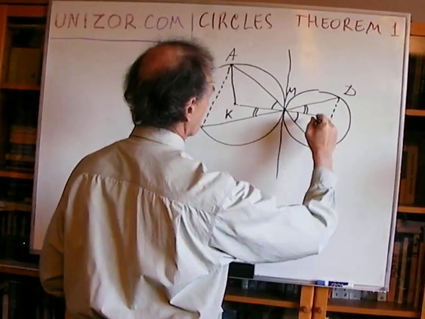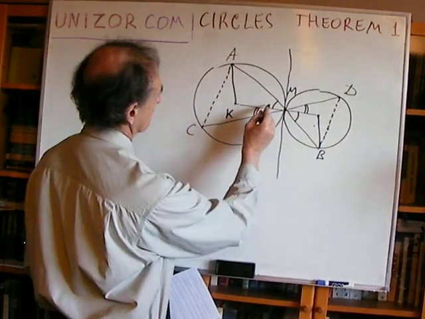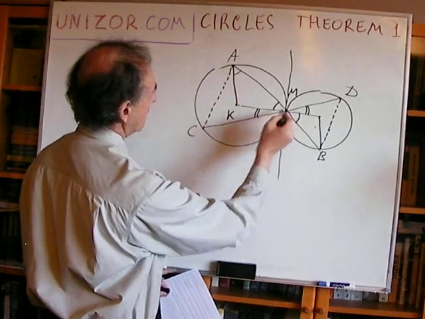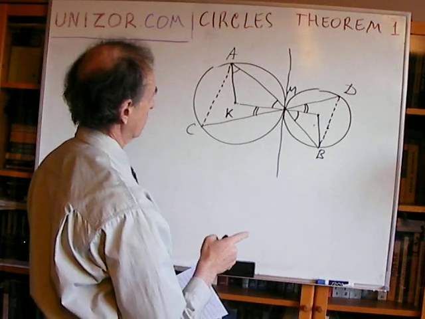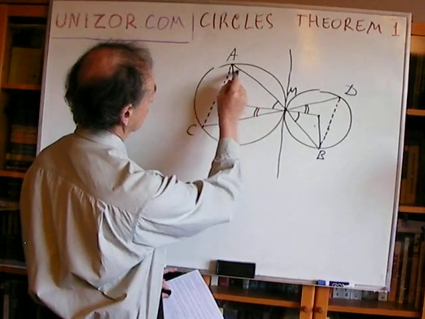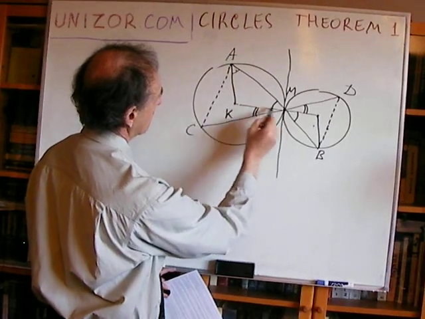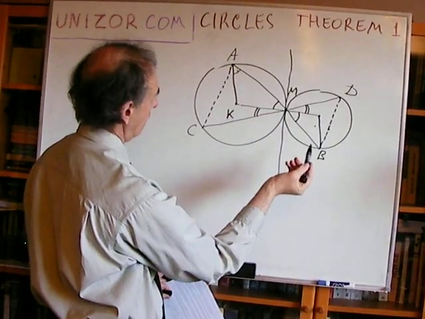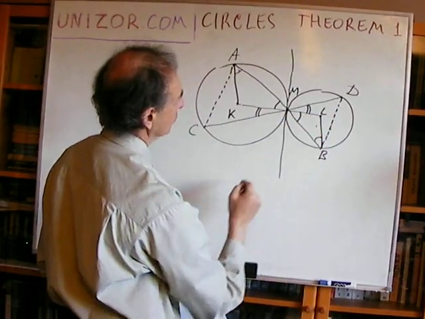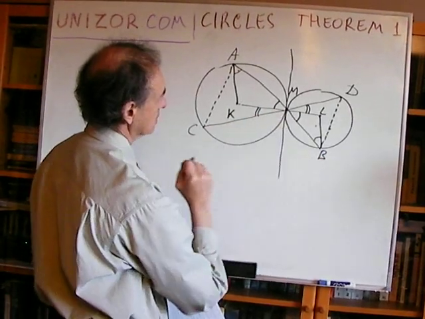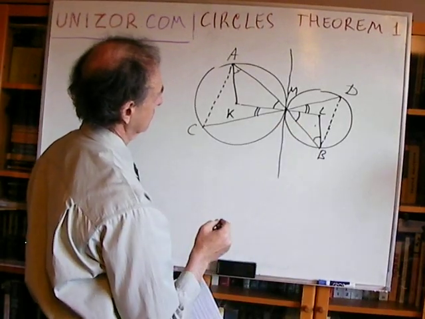consider these triangles. Since AKM is an isosceles triangle, these are two base angles. AM is a base, KA and KM are radii, they are congruent to each other. Similarly, this triangle LMB is also isosceles. Therefore, these angles are the same.